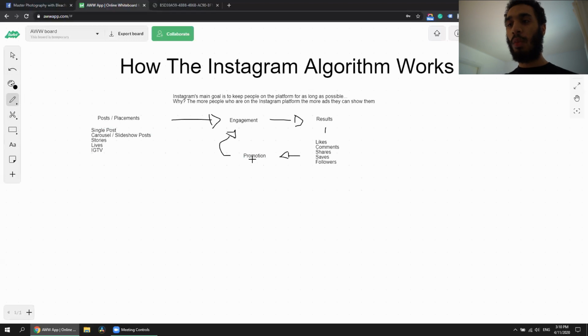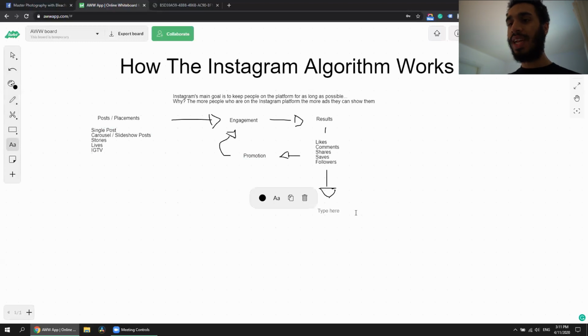We're going to talk about where Instagram will promote you in a second, but before we talk about where Instagram is going to promote you, let's also talk about what happens once you get these results so that you can actually continue this process and make Instagram's algorithm work for you. Like, how do you get Instagram's algorithm to work for you, right? That's what you want to know. So let's talk about that right now.